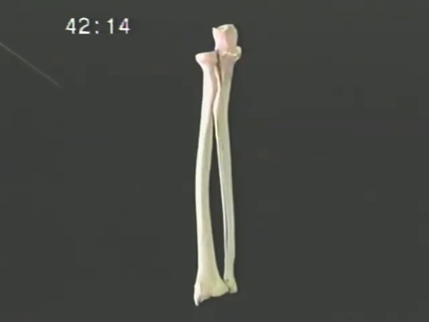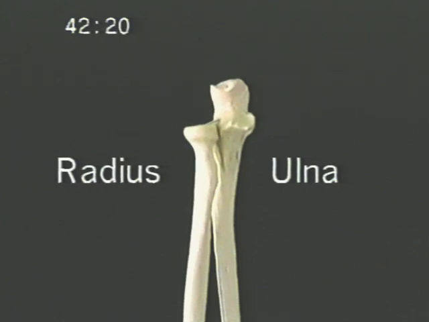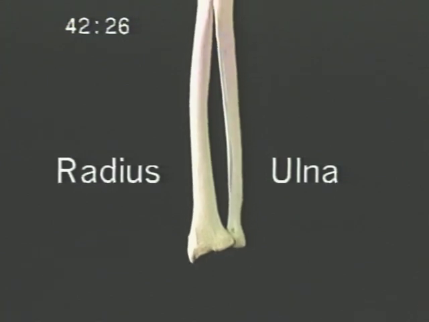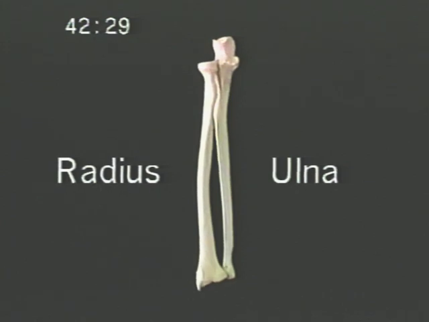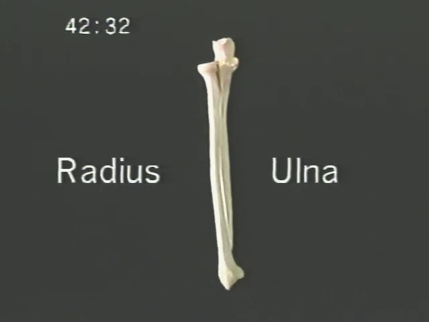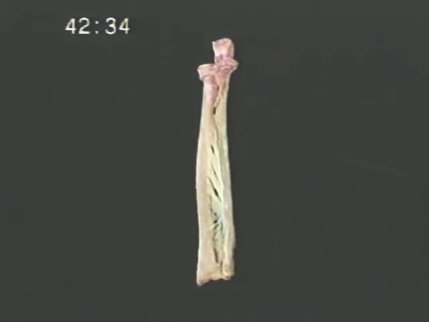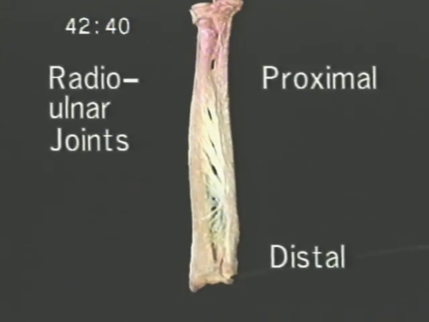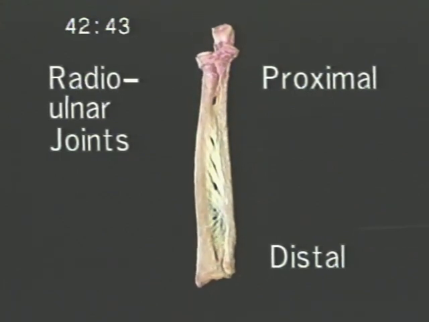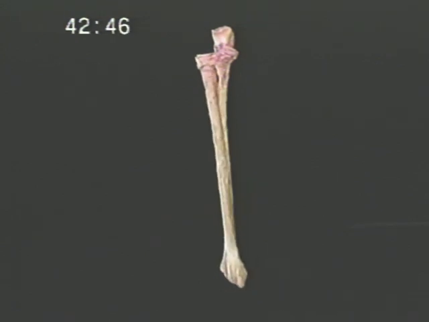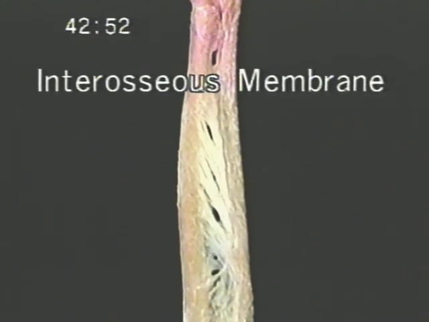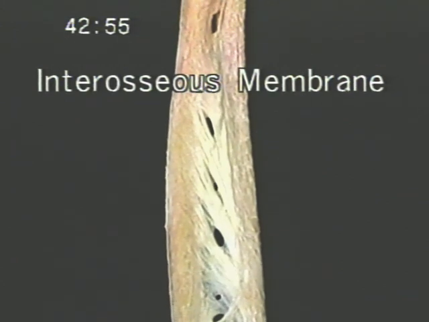Now let's look at the two forearm bones, the radius and the ulna. They're different in that the ulna is bigger proximally, the radius is bigger distally. They're also different in that the radius rotates, the ulna doesn't. The two bones are held together by two radio-ulnar joints, the proximal and the distal. Forearm rotation happens simultaneously at both these joints. The two bones are also held together along most of their length by the strong but flexible interosseous membrane, which prevents the two bones moving lengthwise relative to each other.